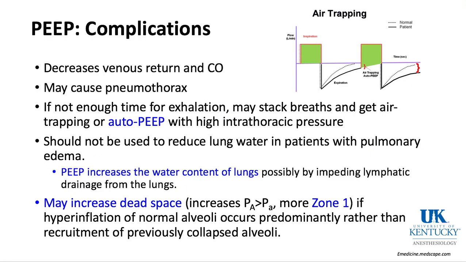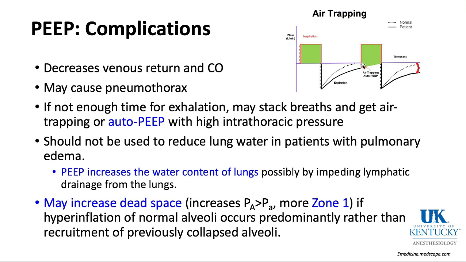So some complications of PEEP next. One, if intrathoracic pressure rises from PEEP, venous return and cardiac output can go down. Lots of PEEP, 10, 15, 20, we start worrying about barotrauma and pneumothorax. And if you don't give time for a patient to exhale, they can stack breaths and get air trapping, or what's called auto PEEP. An example would be the top right, where expiration is occurring, but before it reaches baseline, the next breath kicks in and you have air trapping.